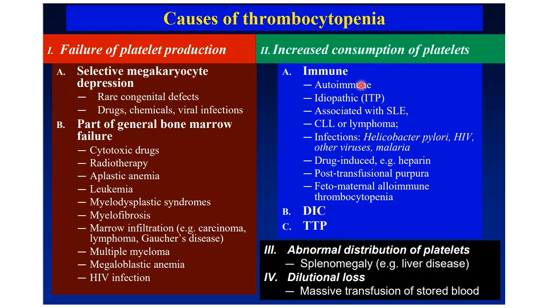immune, like autoimmune or alloimmune. Autoimmune conditions like ITP, SLE, CLL are some. Alloimmune can be post-transfusional or fetal-maternal alloimmune thrombocytopenia. DIC and TTP are other causes where there is increased consumption of platelets. Abnormal distribution happens in liver disease where there is a massive spleen which traps the platelets.